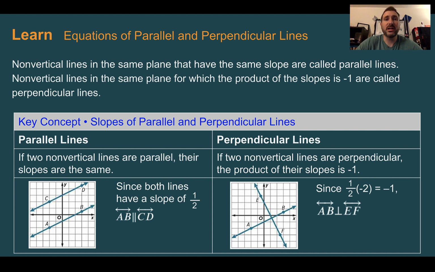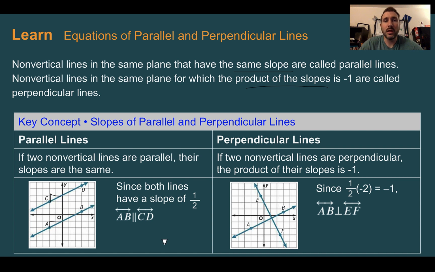One of the big aspects of parallel and perpendicular lines is their slopes. In our definition, same slope was parallel, product of the slopes being -1 was perpendicular. It all has to do with their slope. So for parallel lines, if the lines are parallel, the slopes are the same. So here we have two parallel lines because each line has a slope of 1/2. If I look, this line went up 1 over 2. This line also went up 1 over 2. The slopes were both the same.